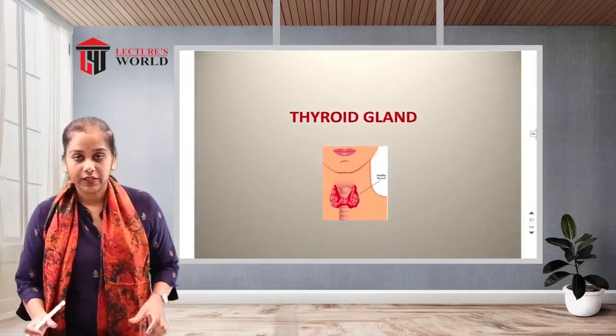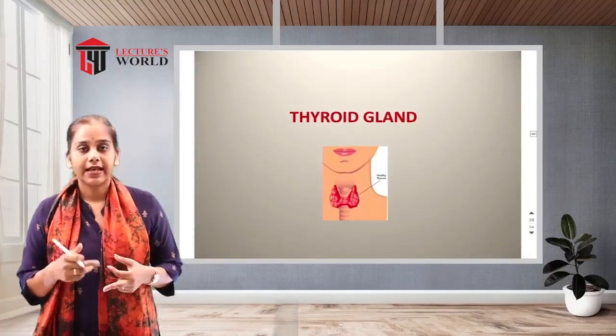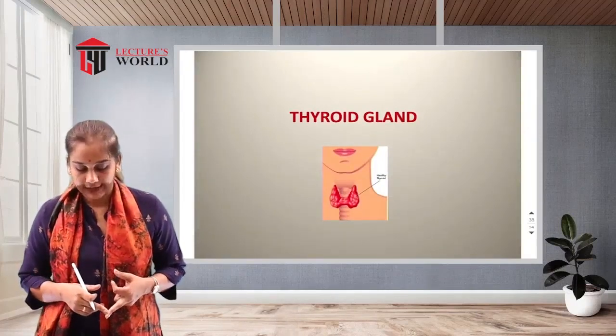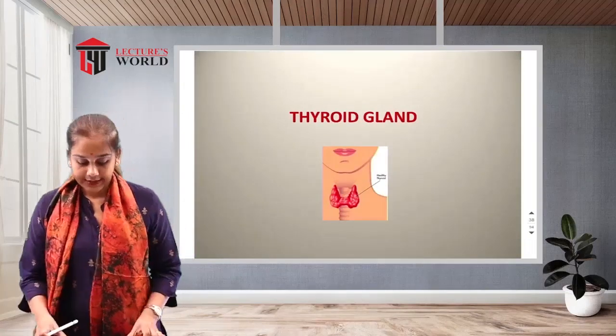So we have finished the pituitary gland. Now the second portion, the next gland, is the thyroid gland.